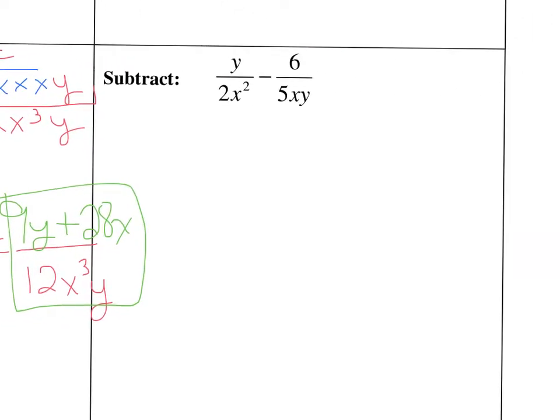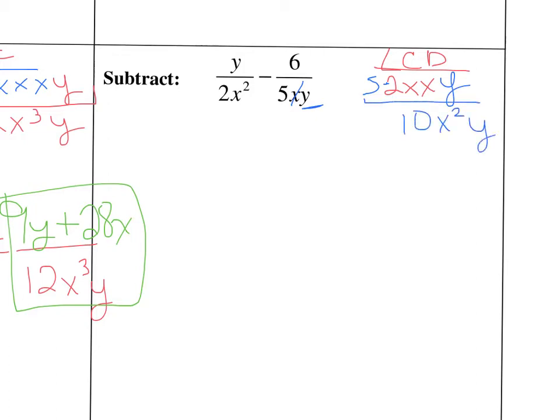All right, let's find a common denominator for these two. In this denominator, I'm going to need a 2 and a couple of x's. x squared gives me these 2 x's. Here I'm going to need a 5, which I don't have yet. So we're going to multiply times a 5. One of these x's I've already got, but I don't have any y's. So all that multiplies to make 10x squared y.